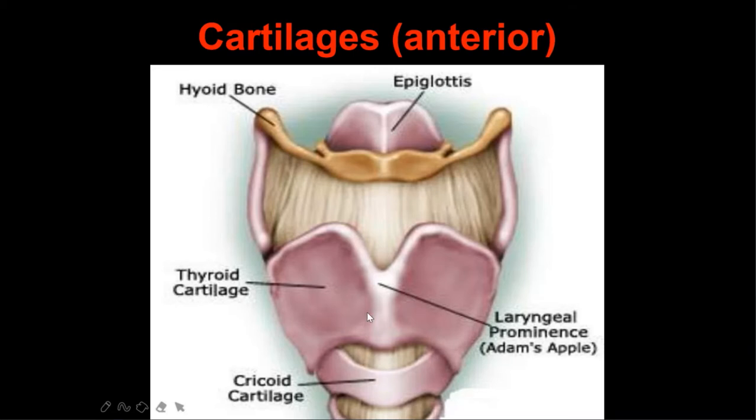So the angle between the two ala is 90 degrees in males and 120 degrees in females. So the angle is more acute in males. That's why the prominence of the Adam's apple is more in males. So 90 degrees in males and 120 degrees in females.